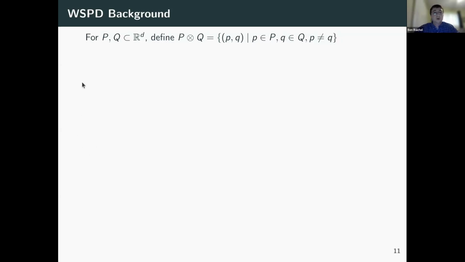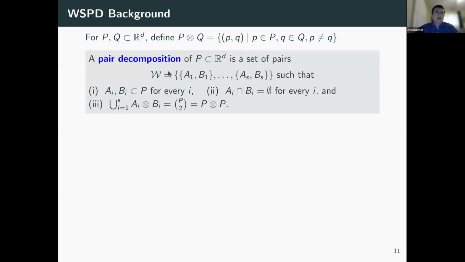So this is just one slide on the background for WSPDs. So just quickly, a definition. I'm going to use P cross Q to denote the set of all pairs of points where little p is from capital P and little q is from capital Q. Then a pair decomposition is this set W, which itself is a set of pairs of sets, right?